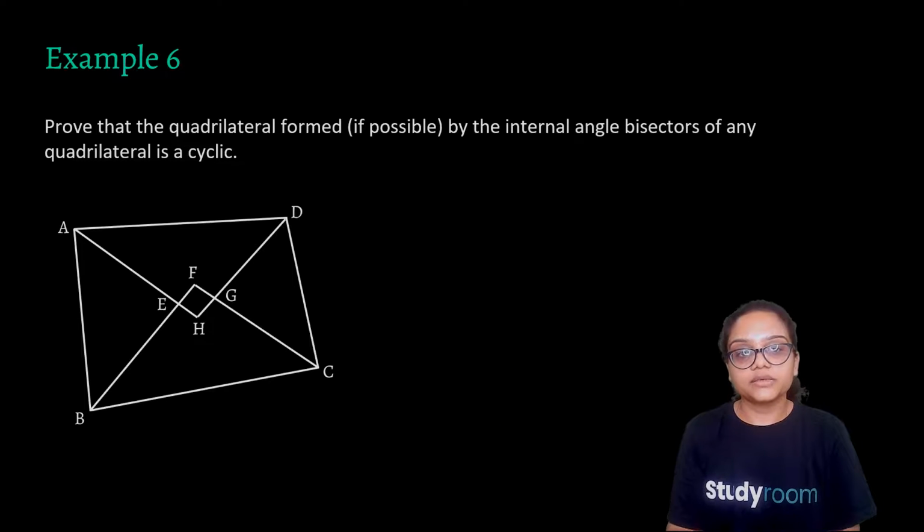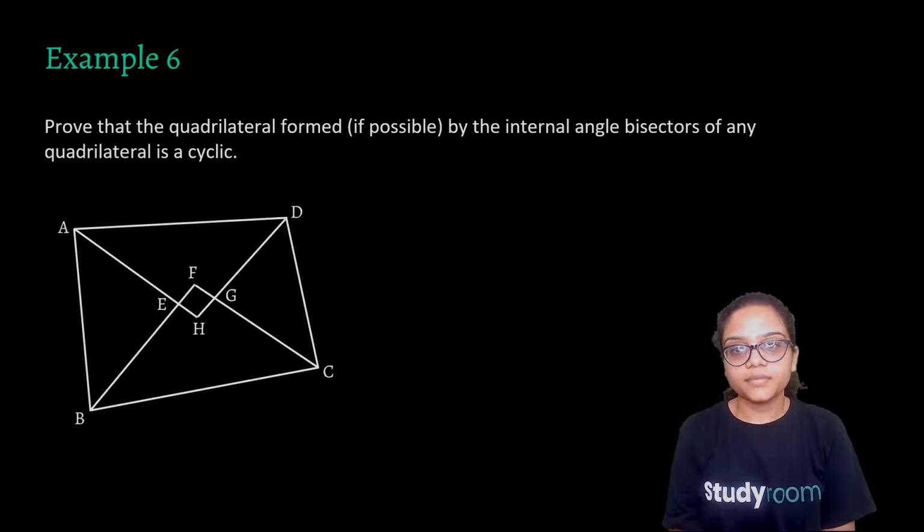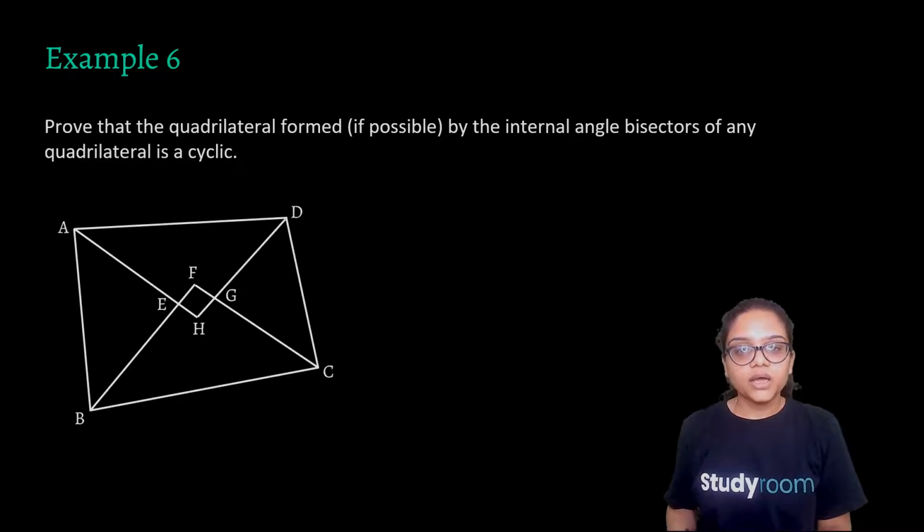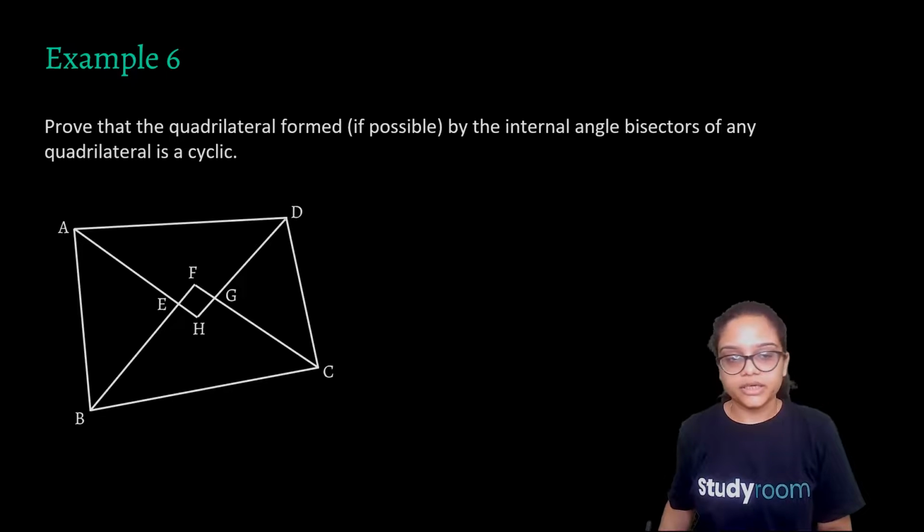Prove that the quadrilateral formed, if possible, by the internal angle bisectors of any quadrilateral is cyclic. How to prove that? Just pause me out again and use your brain. I hope you have tried it out, and if you have concluded, very good, because this question is a little bit tricky. Never mind, we'll just try to solve it. Okay, just come with me and see what I'm doing.